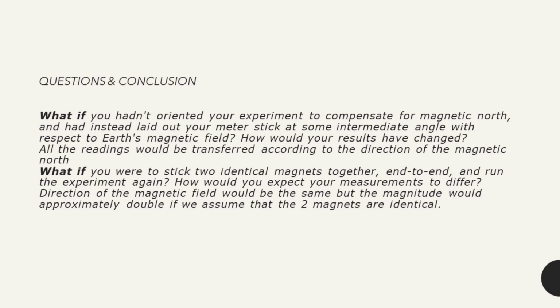What if you were to stick two identical magnets together end to end and run the experiment again? How would you expect your measurements to differ? The direction of the magnetic field would be the same, but the magnitude would be approximately double if we assume that the two magnets are completely identical.